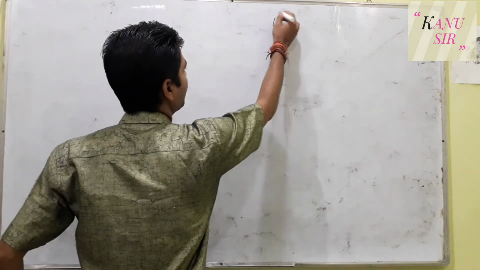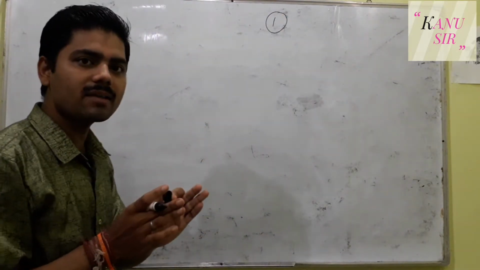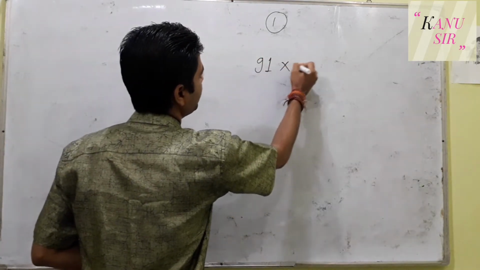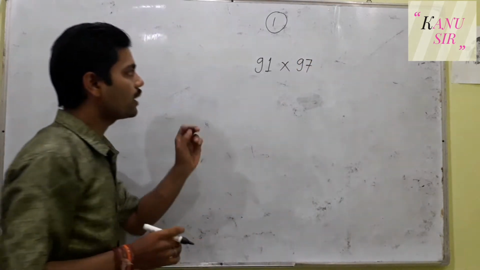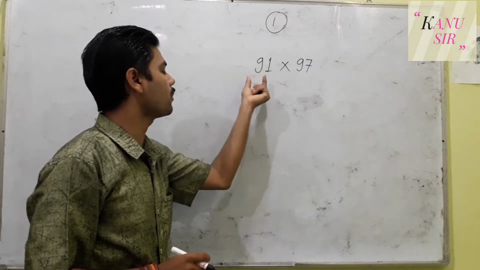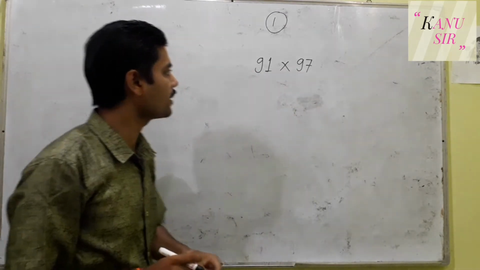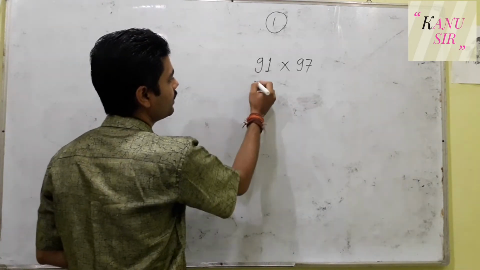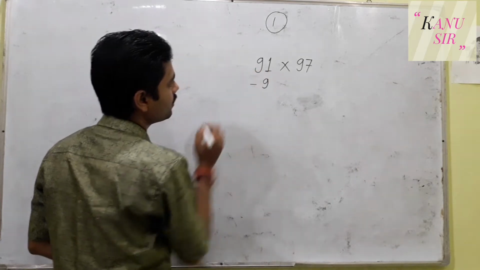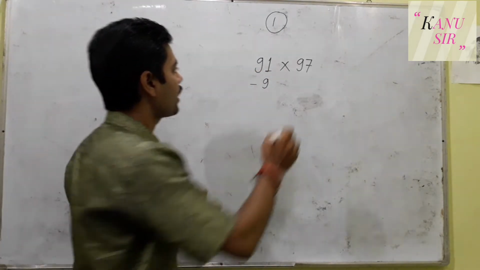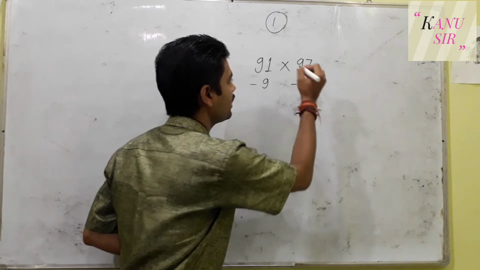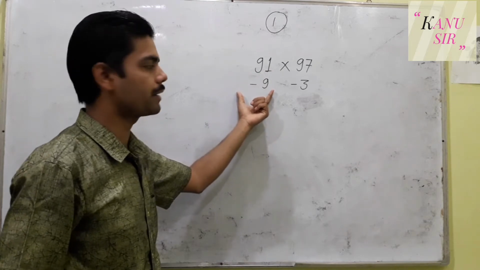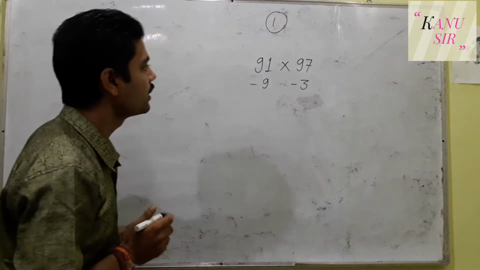So the first process: let us imagine two numbers which are less than 100, like 91 and 97. Whenever you have to multiply two numbers like 91 and 97, first you must check by how much each number is less than 100. 91 is less than 100 by 9, and 97 is less than 100 by 3.